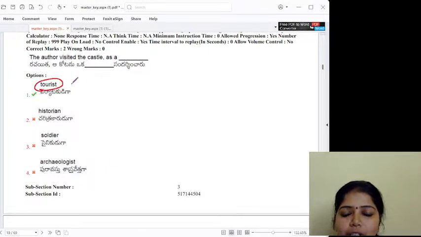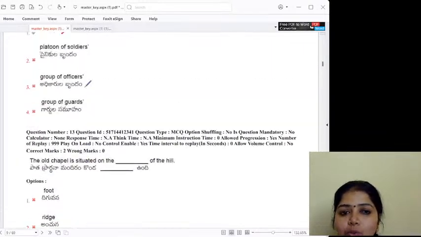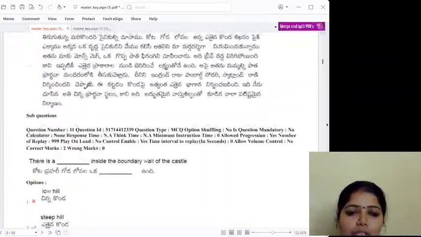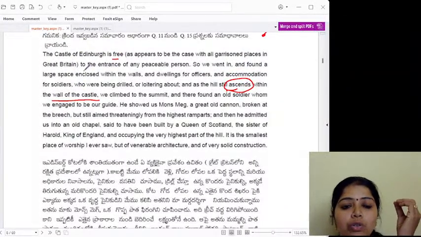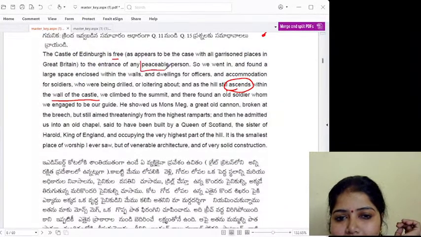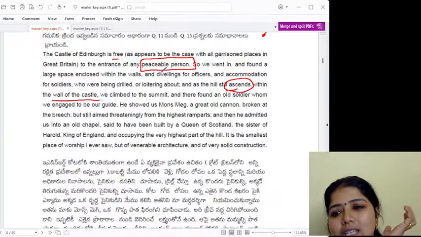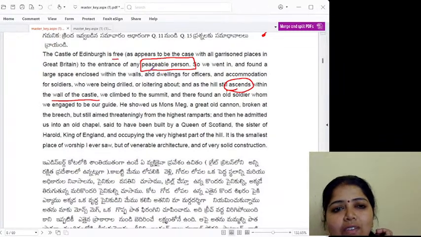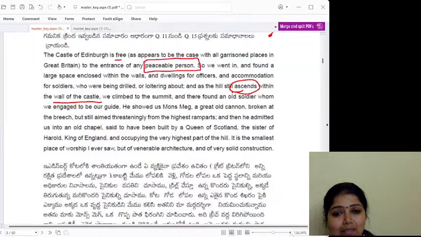And the author visits the castle as a tourist. Here they have not mentioned the term tourist. If you look at that question, you will understand. See, the castle of Edinburgh is free to the entrance of any peaceable person. Actually, this peaceable person is nothing but tourist, a tourist who does not disturb anyone. So they will be called a peaceable person.